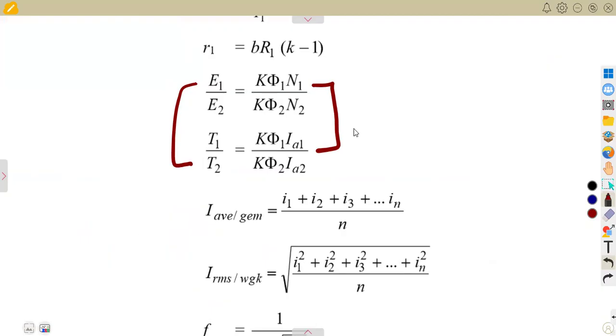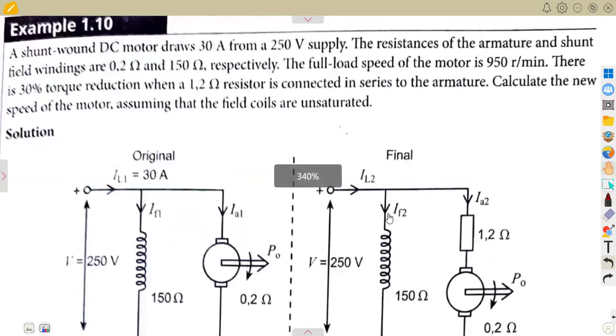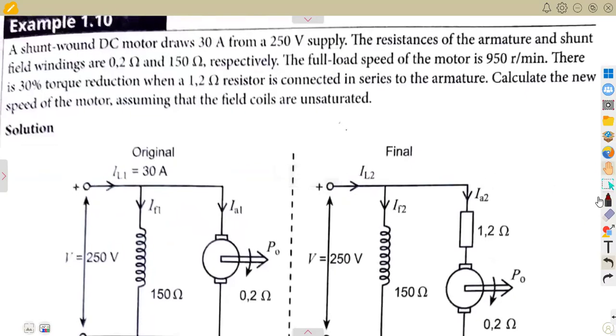So let us consider our question, what we are given. We were given a shunt wound DC motor. So this is a DC motor that draws 30 amps, which is the load current, from a 250 volt supply. Before that, you do not know what's going to happen. You just know, okay, this is the current that is being drawn.